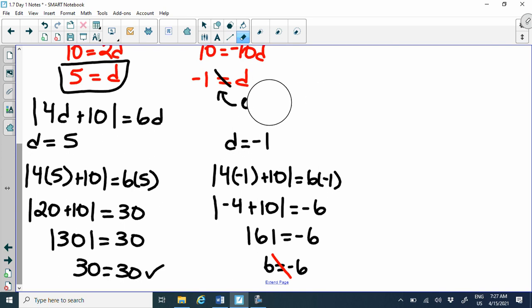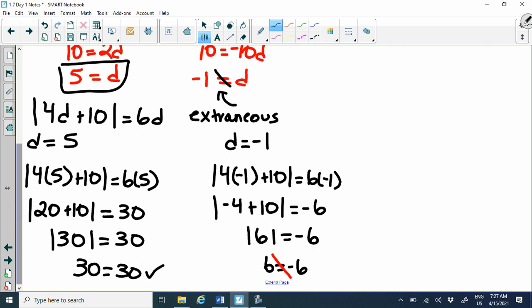Okay, so we just write that it's extraneous and we do not box it. So here we only have one solution, d equals 5.